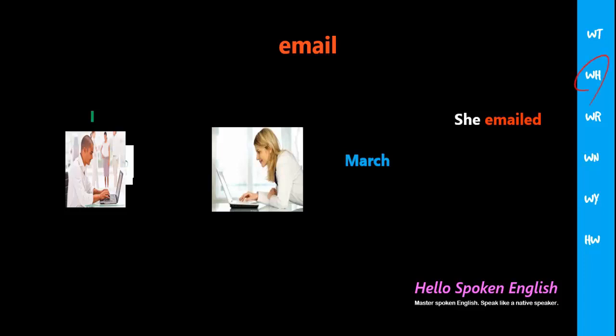Emailed who? Me. And what? No, there is no information about what. How? She got the email and returned it, right? So there is one word to describe it. It's back. When? In March. So the sentence is, she emailed me back in March.